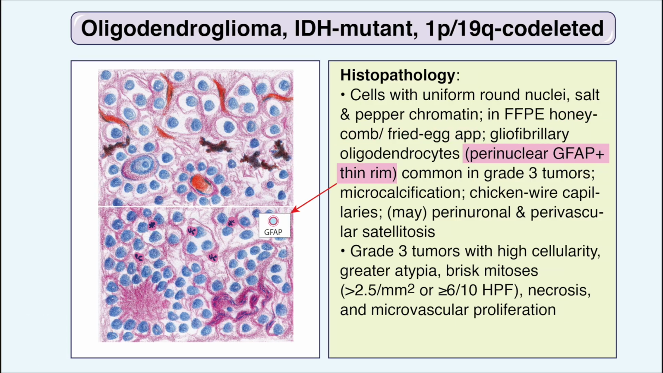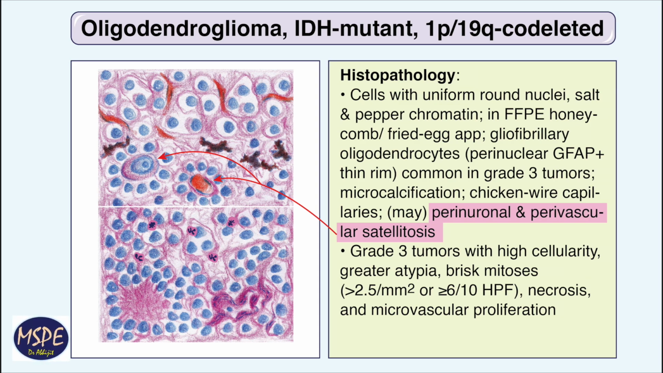Gliofibrillary oligodendrocytes that display a thin perinuclear rim of GFAP positivity are more commonly seen in grade 3 tumors. Microcalcifications are frequent within the tumor. Oligodendrogliomas typically show a chicken wire-like dense network of branching capillaries. Occasionally, perinuclear and perivascular satellitosis can be encountered.